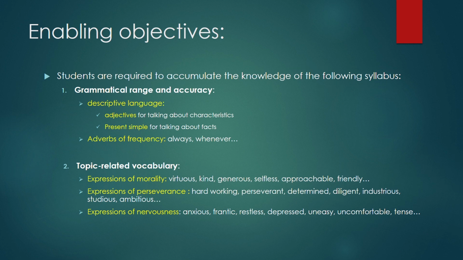Expressions of nervousness, we have anxious. Extreme anxiety results in a person becoming anxious. Frantic, a person who is not having control, maybe extremely nervous. Restless, depressed, uneasy, uncomfortable, tense. These are all vocabulary that you can use in order to express uneasiness, in order to express unrest.